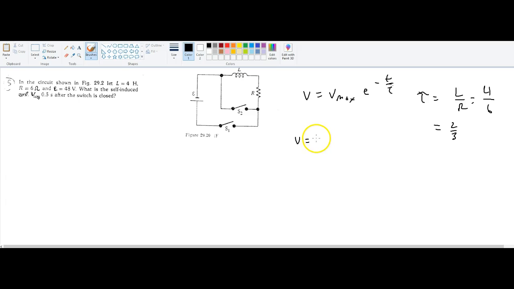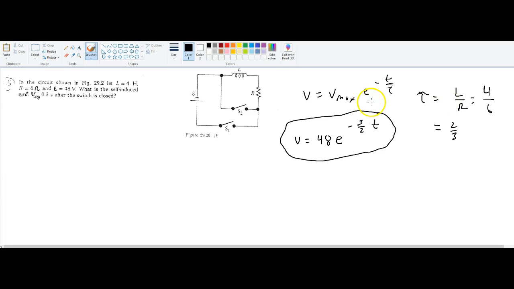V max, what's the V max? At the very beginning, this thing's going to stop all current. So if this battery's got 48 volts, what's the inductor doing? It's pushing back the other way at 48 volts. So the maximum it could have is 48 volts. e to the, remember I'm flipping this, so -3/2 times t. So there's my formula for the voltage down the road.